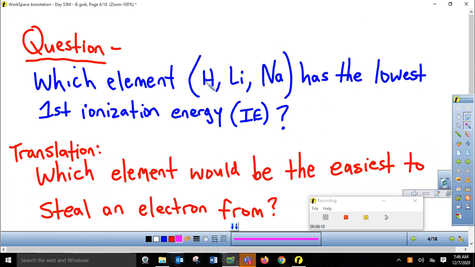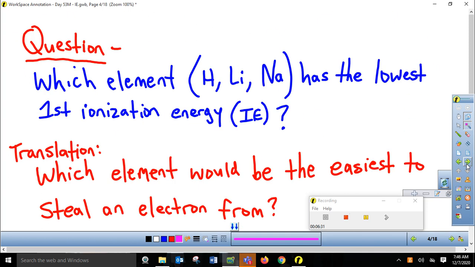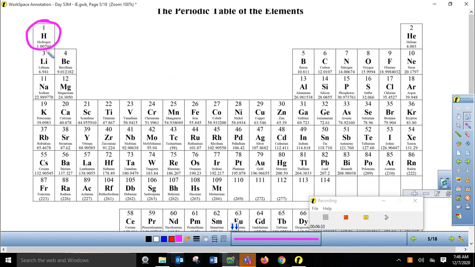All right. Second question here. Which element, hydrogen, lithium, or sodium, has the lowest first ionization energy? So here's a translation. Which element would be the easiest to steal an electron from? Is it easiest to steal from hydrogen, lithium, or sodium? So in this problem, we looked at 3 elements that were in the same horizontal row, right, same period. So in this question, let's look at our periodic table. We're looking at 3 elements that are found in a group. All right, same vertical family. So these are all family members.